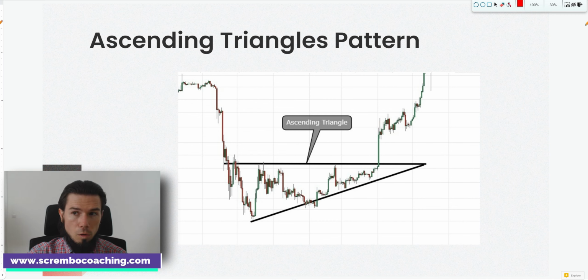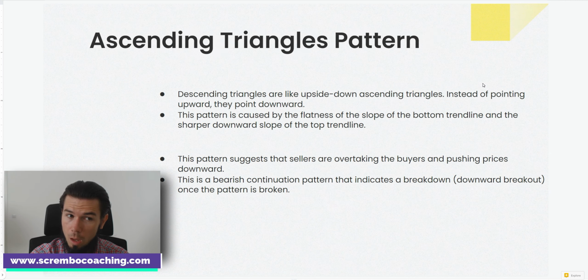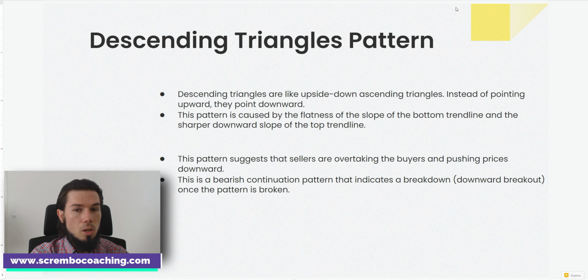So this is obviously one of the easiest ones when we perform our trading activity. Going forward, we have our descending triangle pattern, which is like an upside-down ascending triangle. Instead of pointing upward, it points downwards. It's upside down to what it used to be.